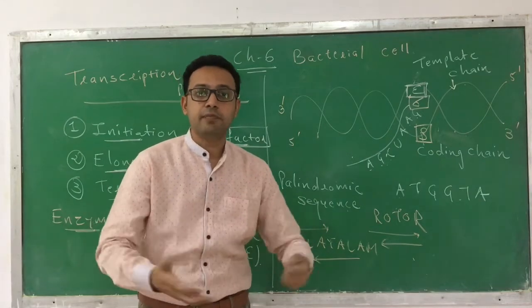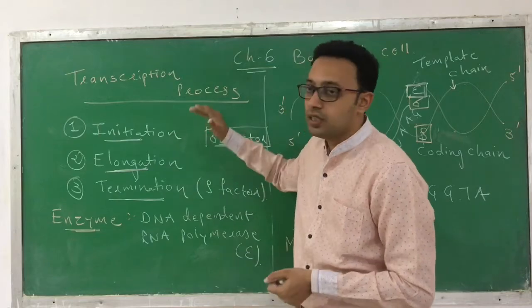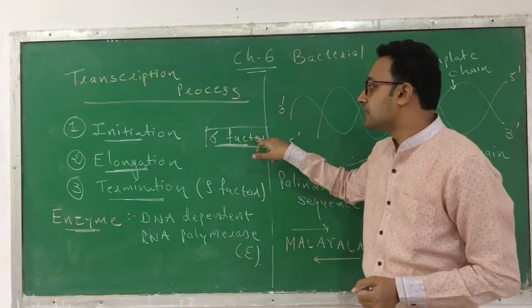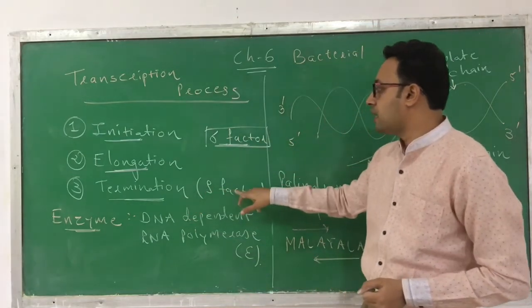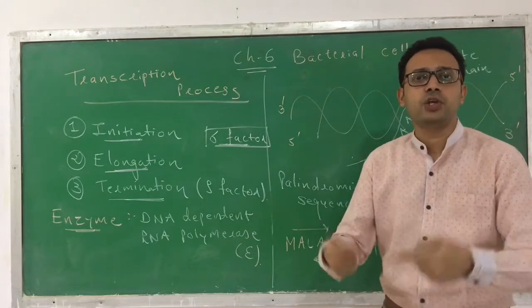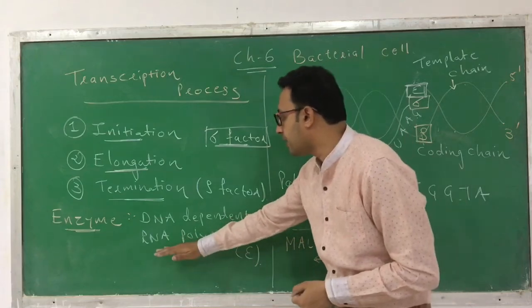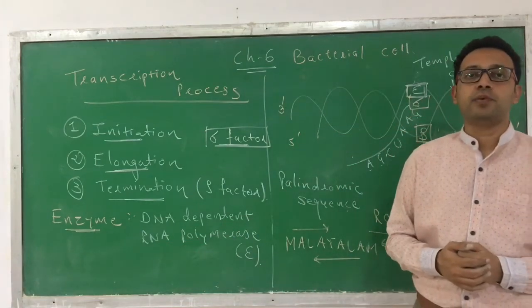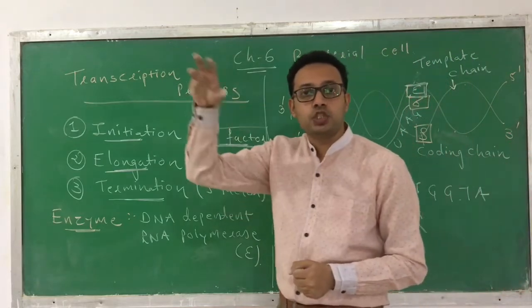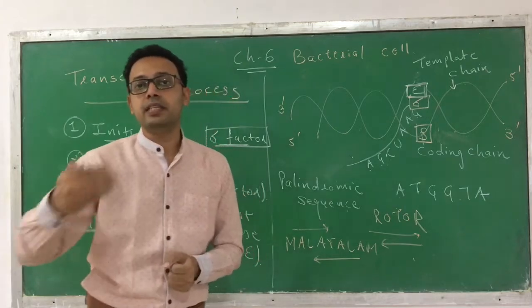So how does this transcription process occur in the bacterial cell? In 3 steps: initiation, elongation, termination. Initiation requires a sigma factor, termination requires a rho factor, and the elongation, that is the addition of nucleoside bases or nucleoside triphosphates, occurs with the help of the enzyme DNA dependent RNA polymerase. The addition of bases occurs in the 5' to 3' direction, and according to the rule of complementarity, the bases are added.